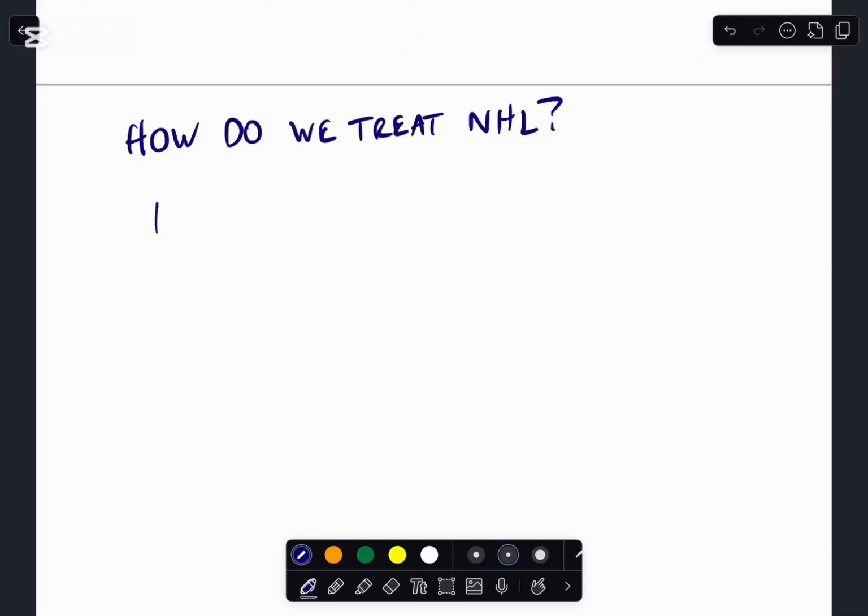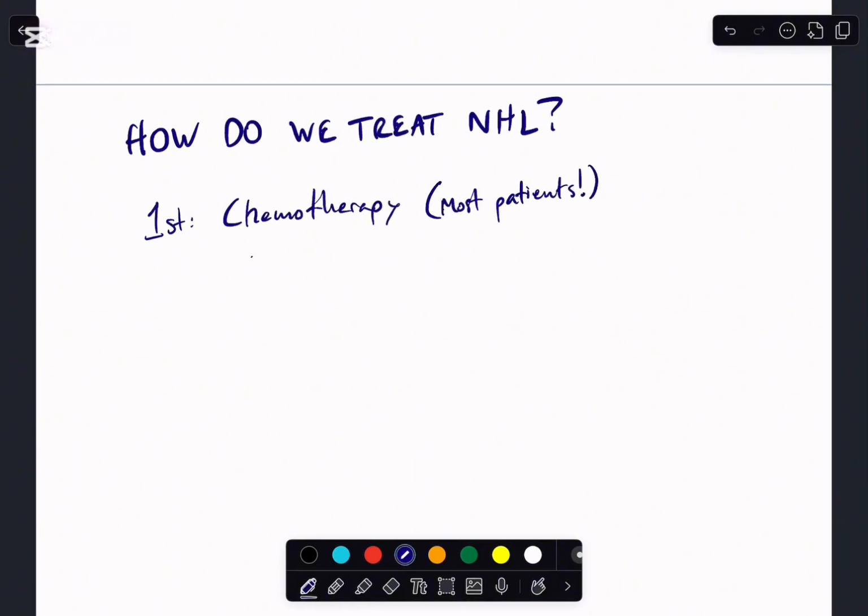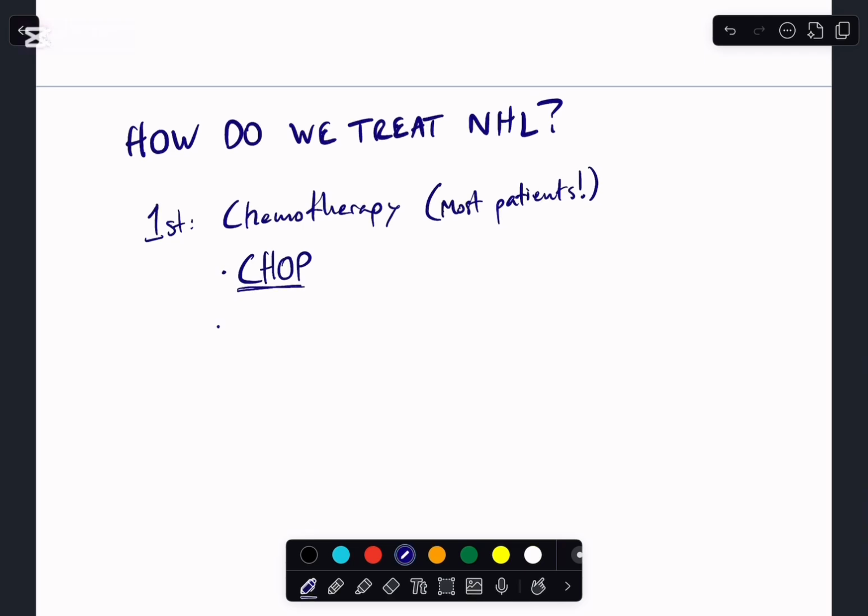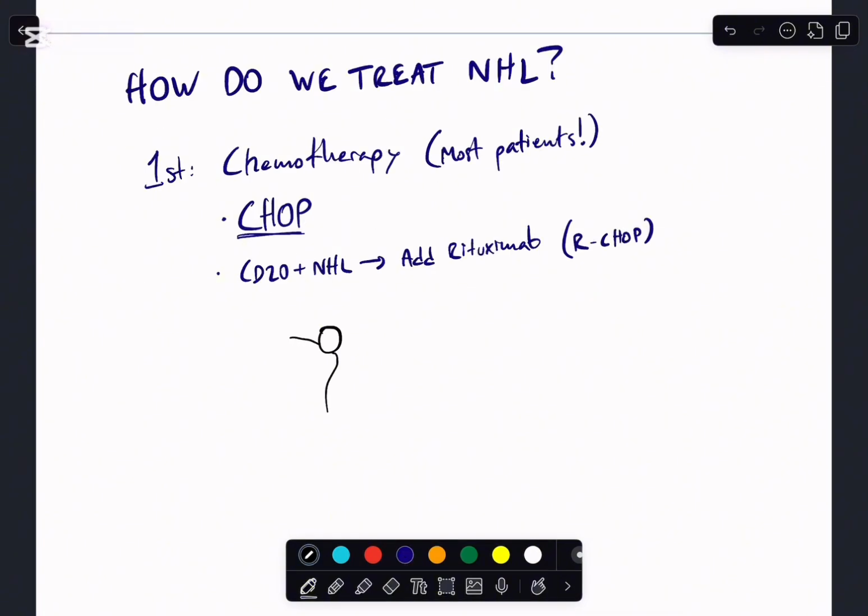To treat NHL, most patients will need chemotherapy, and the chemotherapy which is preferred is the CHOP regimen. In case of CD20 plus NHL, Rituximab should be added. To make it more easy to remember this CHOP method, we can think of the NHL ice hockey players chopping a puck.